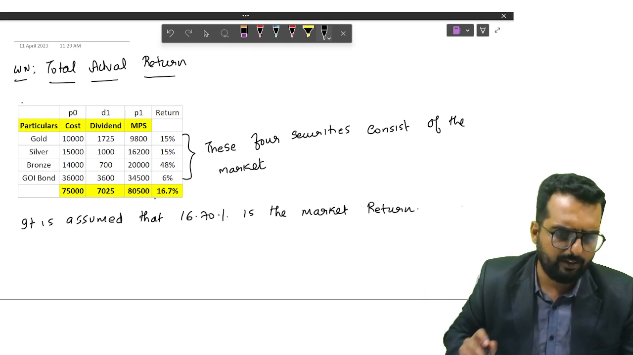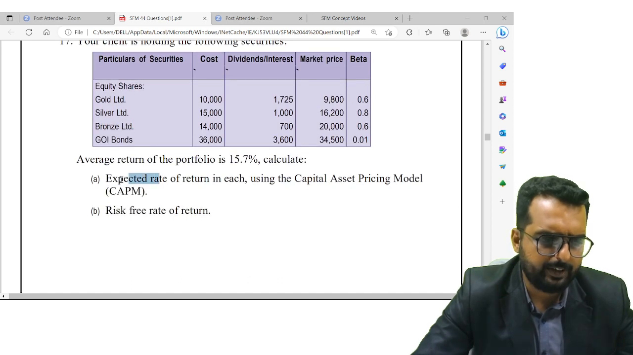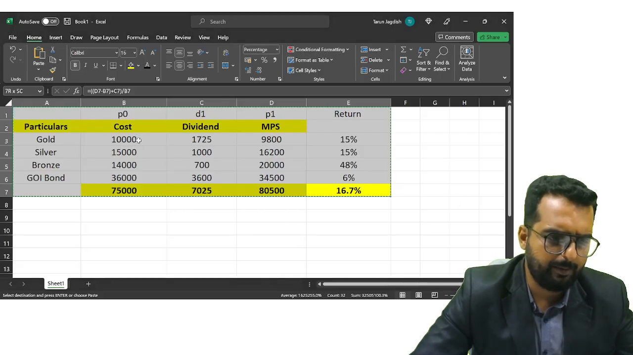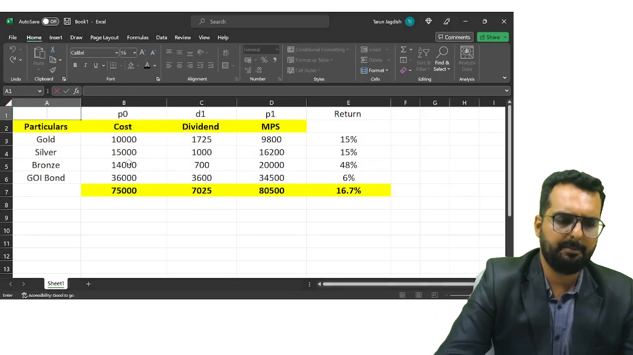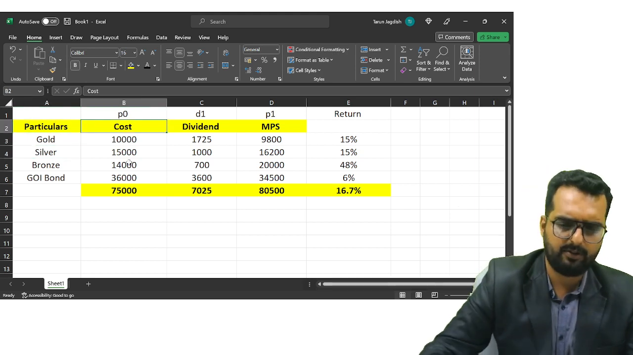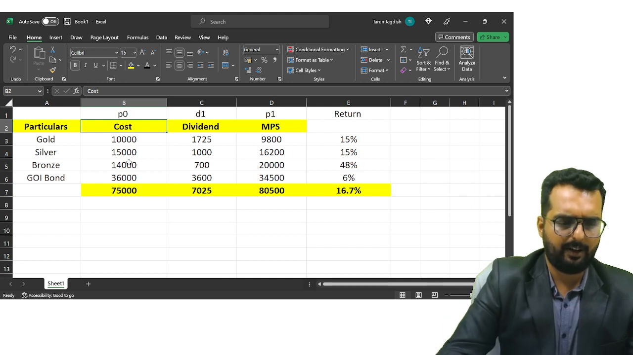Okay. So once we got the 16.7 down in the question, they have told calculate the rate of return in each using the CAPM model. So what is the formula for CAPM? RF plus beta into RM minus RF. Correct? Okay. So I'll just... I think we already had the beta available, right?